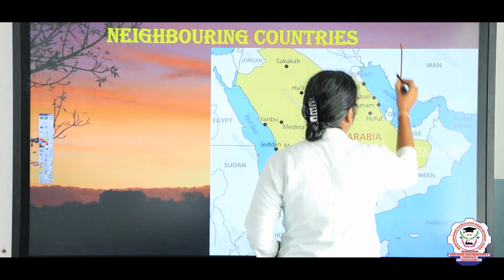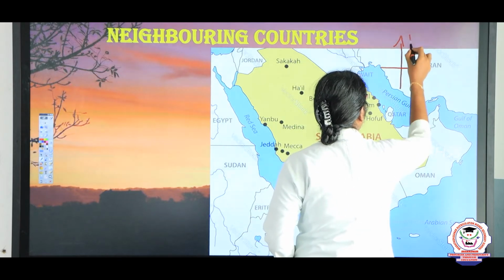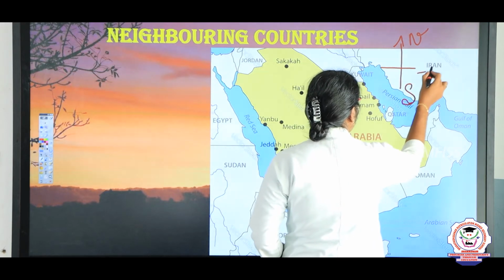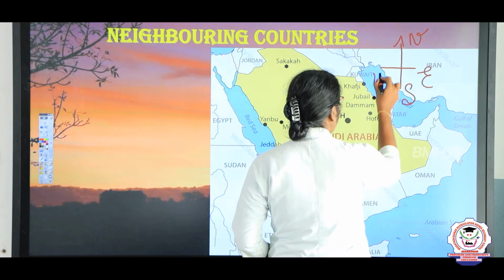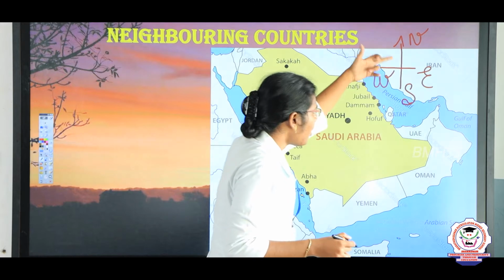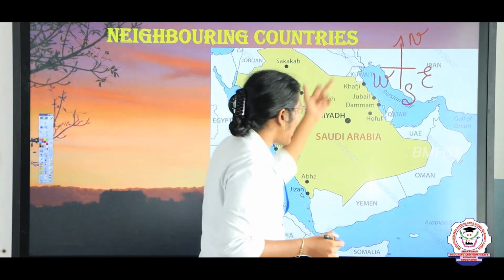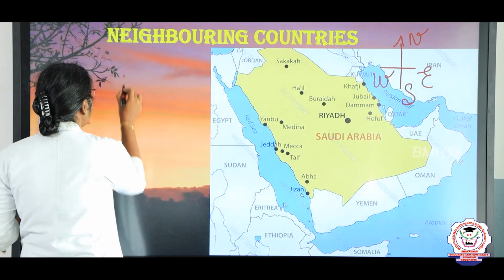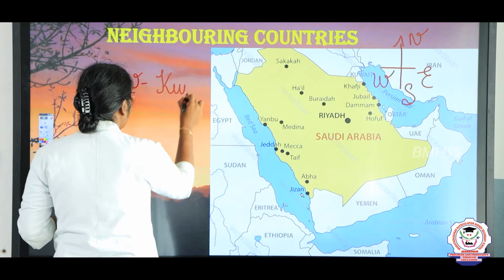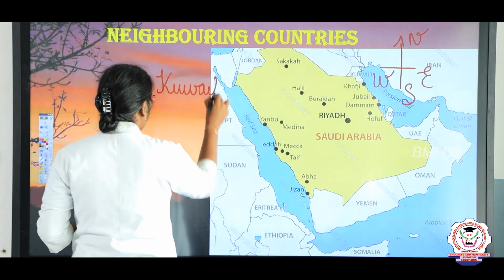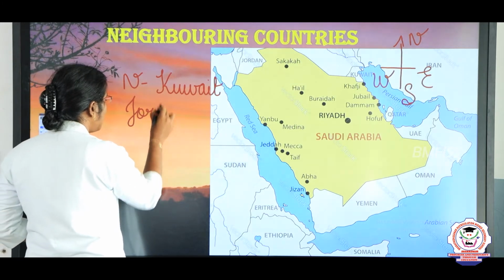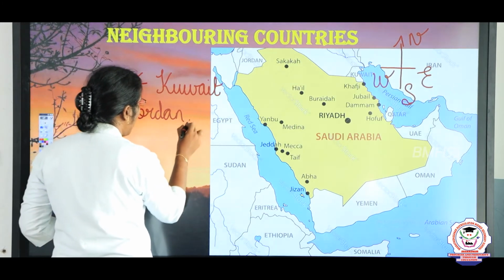You know, children, among the four major directions, up always points to the north, the bottom points to the south, to our right is east and to our left is west. Look at this and see which countries are present on the north side. Kuwait and Jordan lie on the north side. The neighboring countries are Kuwait, Jordan, J-O-R-D-A-N, and Iraq.